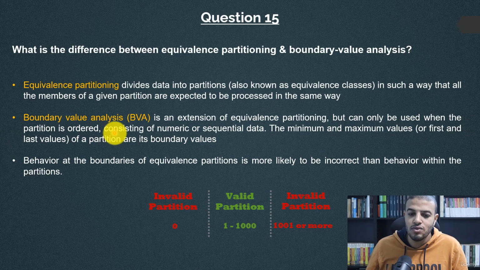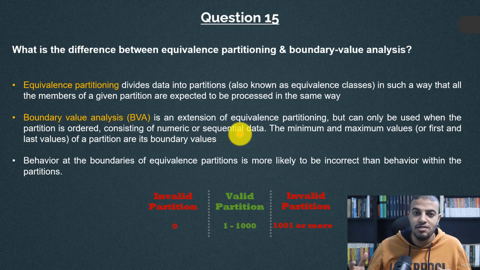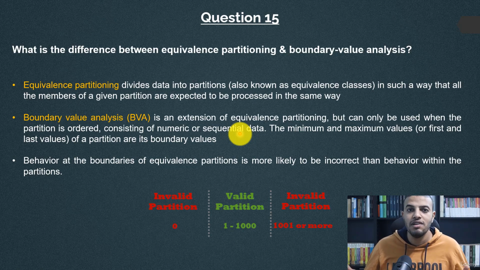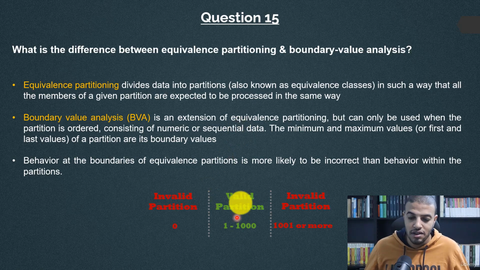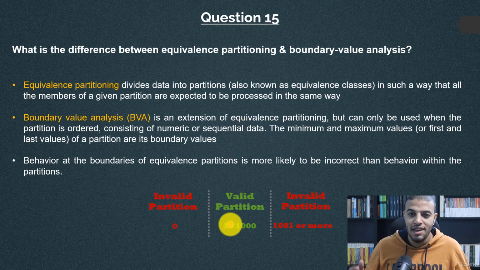and it can only be used when the partition is ordered, consisting of numeric or sequential data. So for example, if we have two partitions like we said, males and females, in this case we can use equivalence partitioning, okay? We will take one male and one female, but we can't use boundary value analysis, okay? Because the partitions don't have a start and an end. They don't consist of numeric or sequential data. But if we have numeric partitions like this one, which begins at 1 and ends at 1000, in this case we can apply boundary value analysis.